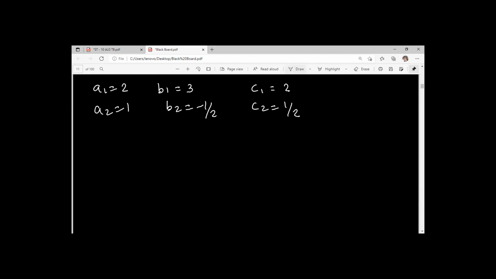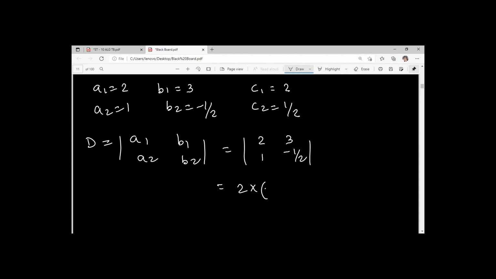इधर से कुछ भी डाउट नहीं रहेगा, I think so, and presuming that I'm going ahead. So D is equal to A1, A2, B1, B2, isn't it? Here it would be 2, 1, here 2, 1, then 3 minus 1 upon 2, which is equal to 2 into minus 1 upon 2, and here minus 3 into 1 as it is.